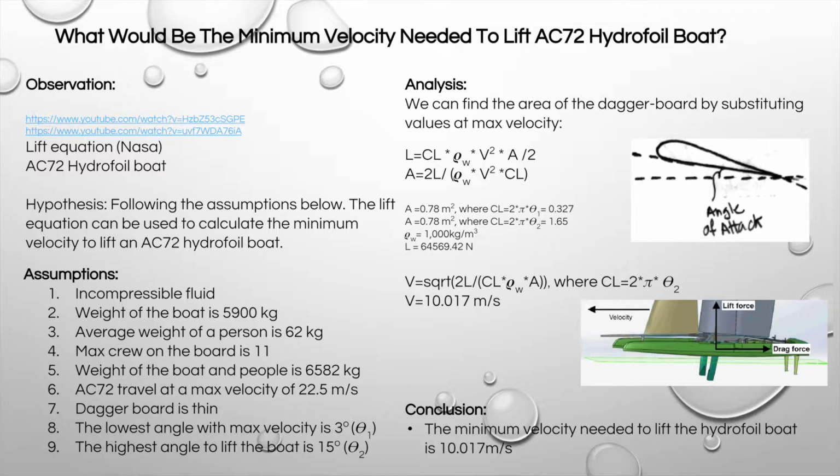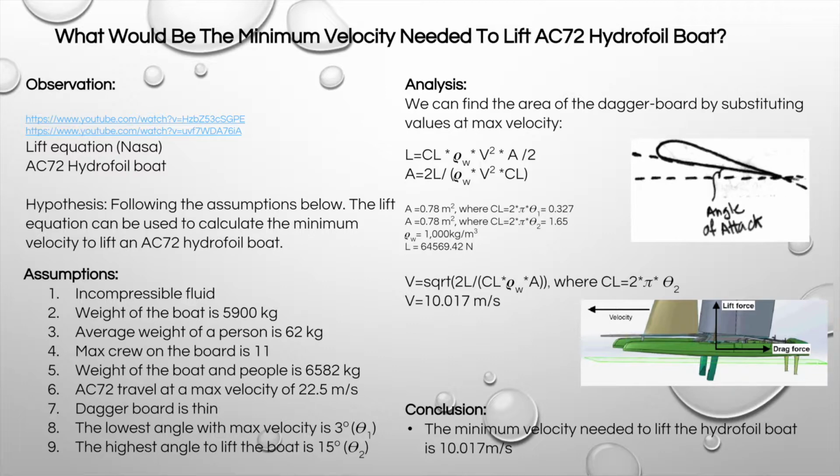Hydrofoil wings are similar to the concept of airplane wings. Once the lift is large enough, the ship will lift out of the water. If an AC-72 produces too much lift, the craft will fly out of the water and crash. By altering the angle of the dagger boards, the coefficient of lift is altered, thus allowing for higher velocities at lower degrees of attack. This maintains a constant lift force, keeping the craft in the water.